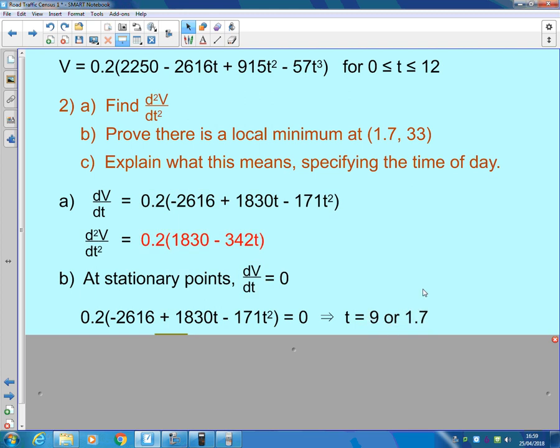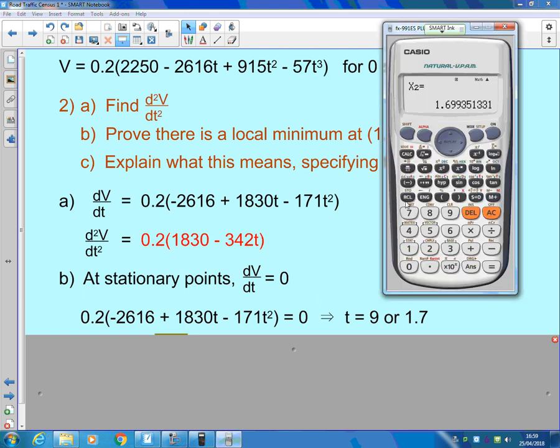The next thing, when t is equal to 1.7, that's the one I'm interested in, is the v equal to 33? Well, there's our v equation. So, back to mode 1. Put in the original equation again. 0.2, open bracket, 2250 minus 2616x plus 915x squared minus 57x cubed. Now I should check it all through again, but I hope I've got it right.